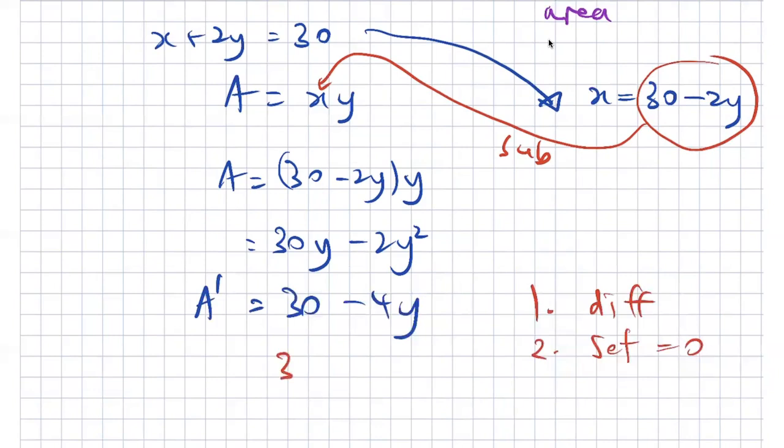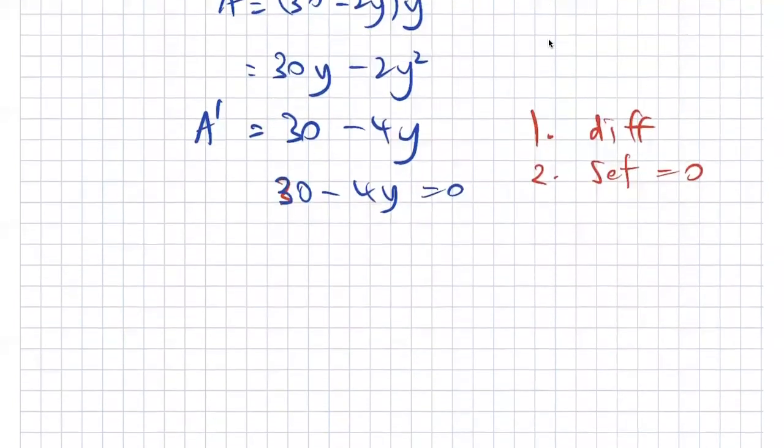So we'll continue with that, and we'll set this equal to 0. 30 minus 4y is equal to 0. And that'll work out whether we've got a local maximum or a local minimum. So 30 minus 4y is equal to 0. Therefore, 4y is equal to 30. And when we divide that by 4, I get y is equal to 7.5. All right, so we've now got y is equal to 7.5.